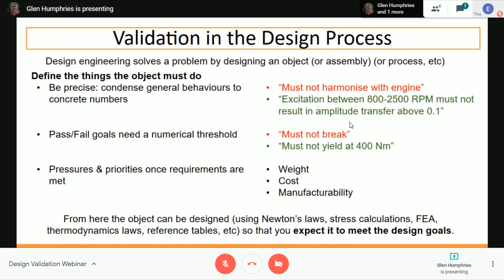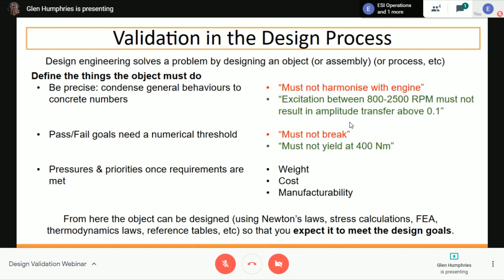Another note there is to watch out for pass-fail goals. I know it's easy to think of the vehicle as needing to do a job and not fail. It needs to just pass and do the job. But again, you can design a vehicle to do that by making it stronger and stronger until it doesn't break, and then great, you've got something that doesn't fail. But again, it will come back to bite us later on when we try and do validation.